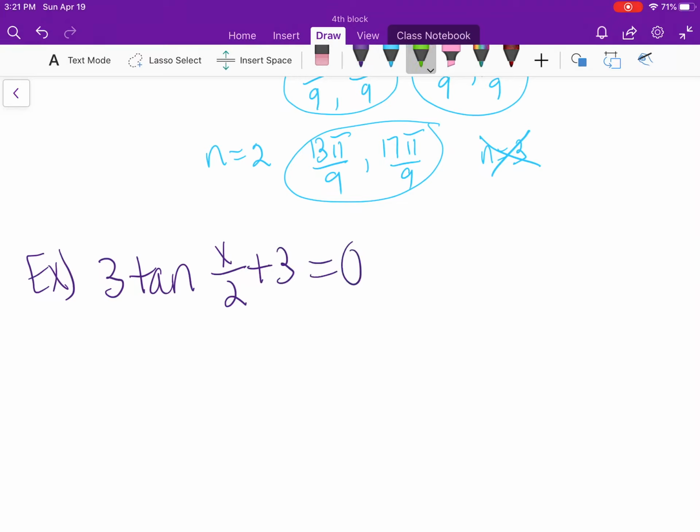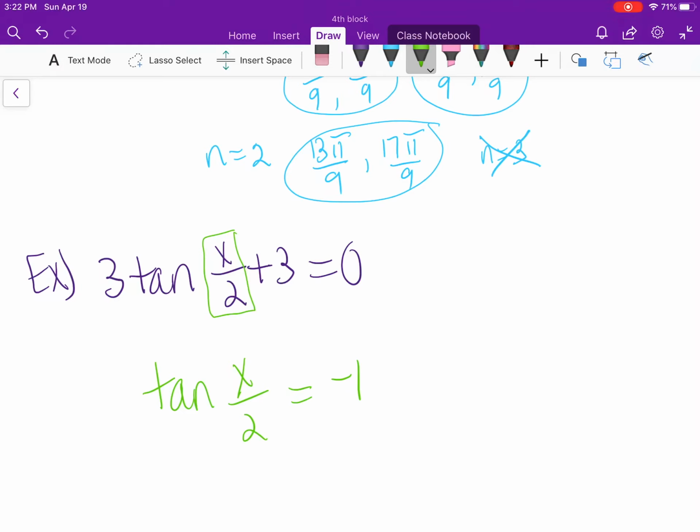Now, how do I know it's a multiple angle problem? Look after the trig function, see how that's x over 2? Since it's not just x by itself, that's what's going to make it a little different. So I get the tangent by itself by subtracting 3 and then dividing by 3. That's going to make it tangent of x over 2 equals -1.